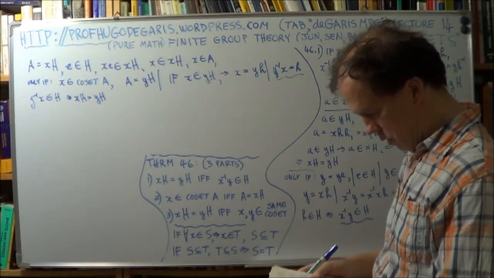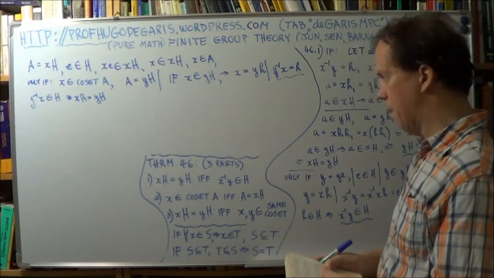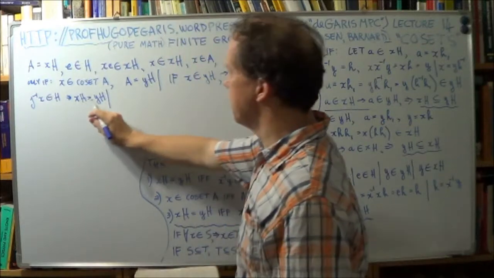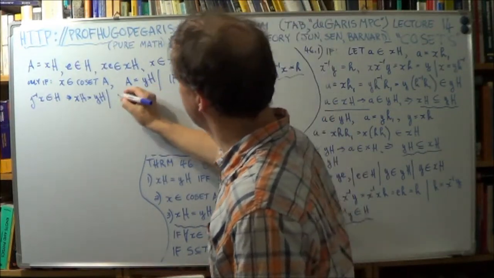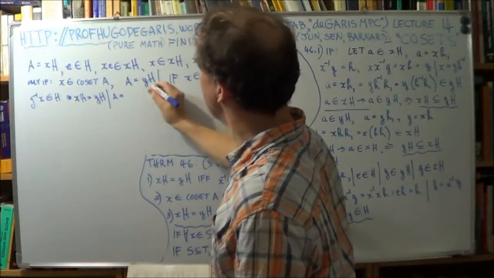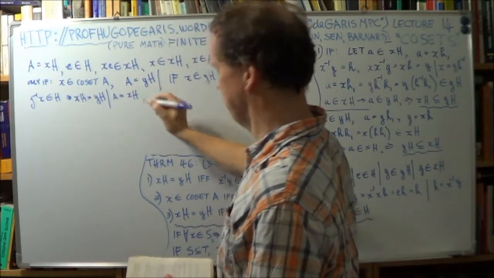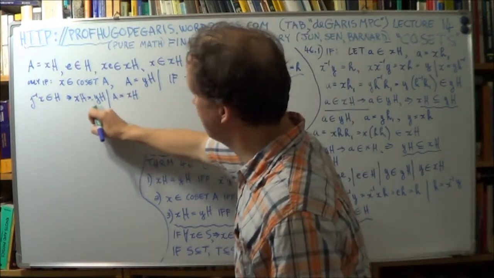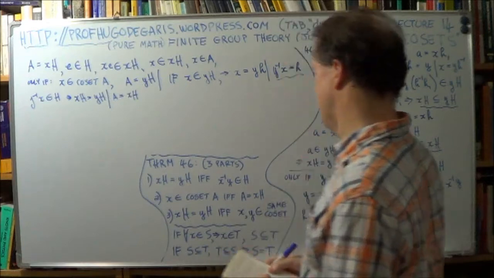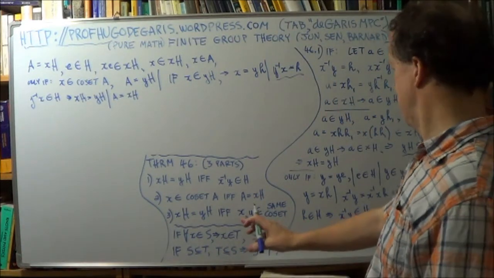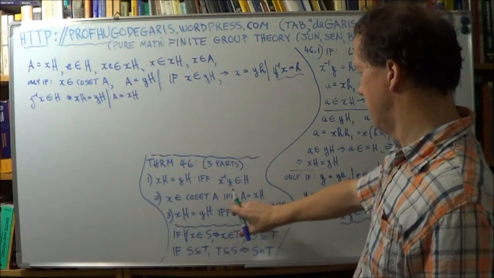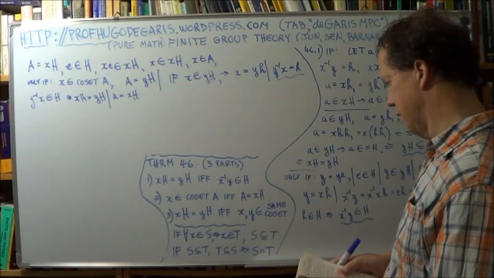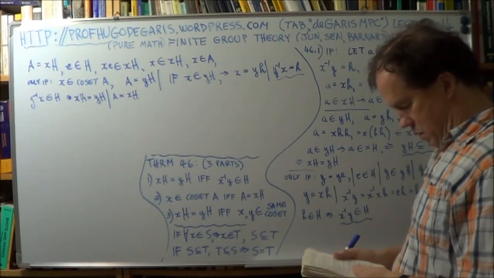Since xH equals yH and A equals yH, that means that A equals xH, right? Big H. Okay. Follow that? A equals yH, but yH equals xH, therefore A equals xH. And we have now proved the right-hand side. Okay, so 2 is now done. All right.